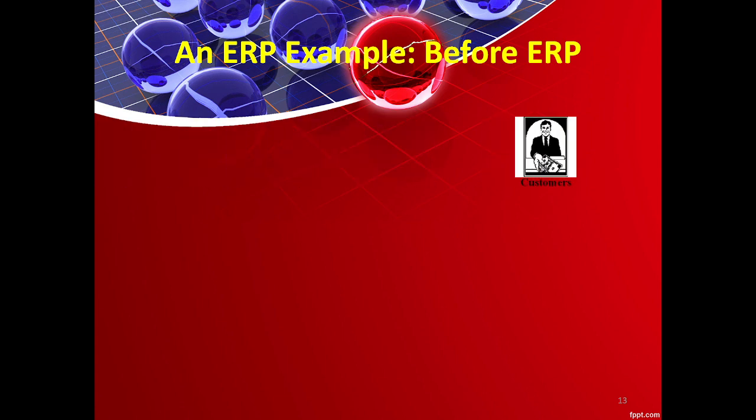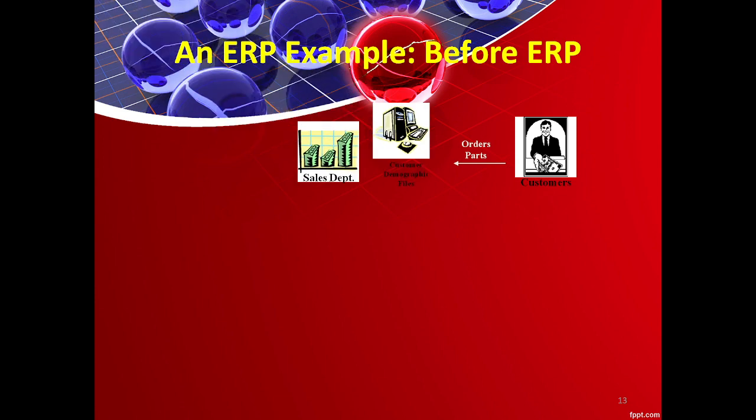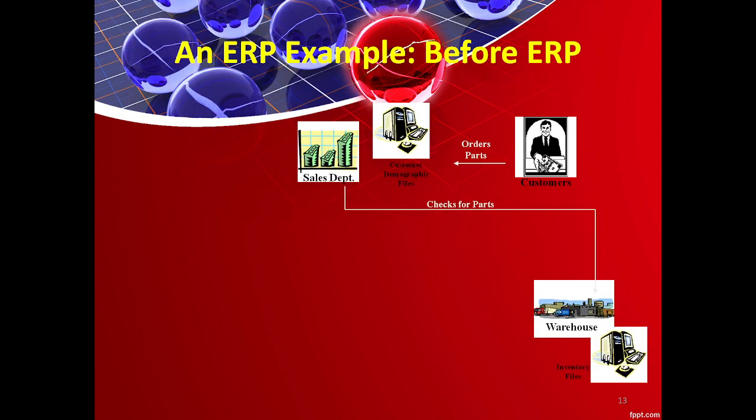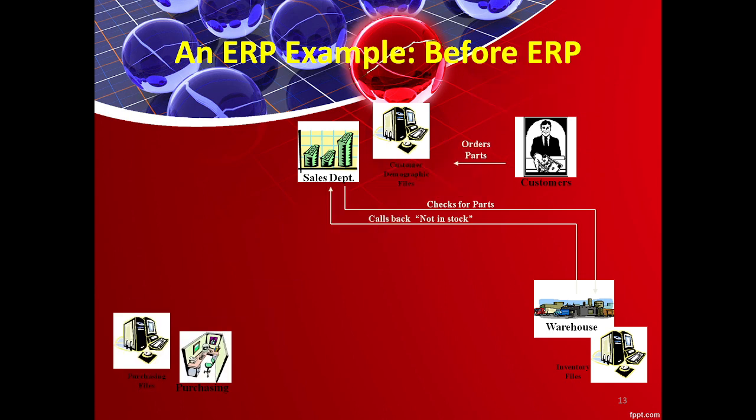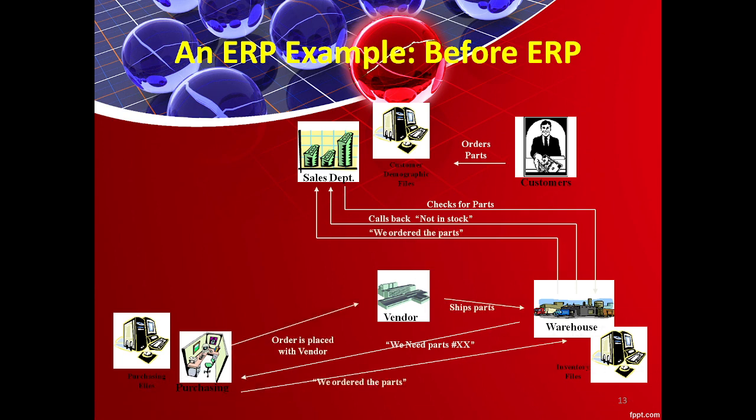Also, when we talk about an ERP example before ERP, what we will see in this particular diagram is, so we can see this particular diagram, in which we can see that sales department, customers, warehouses, inventory files, purchasing files, accounts file, accounting, everything is working in isolation.